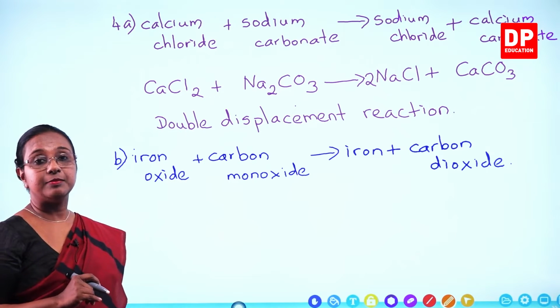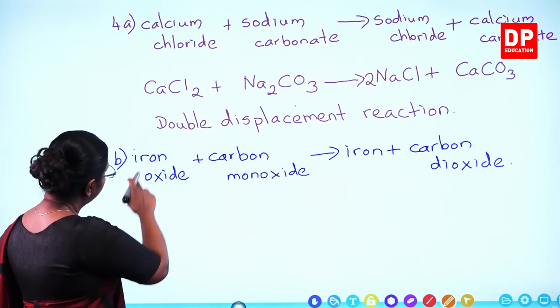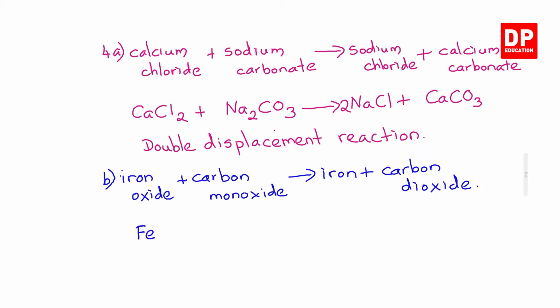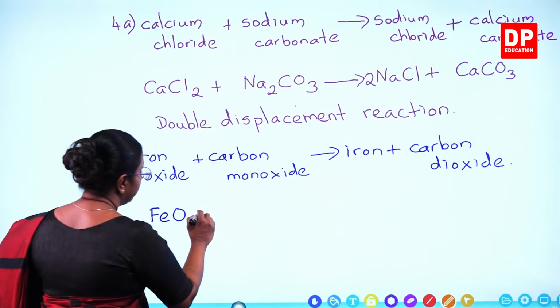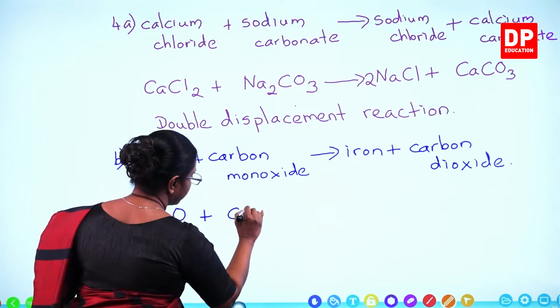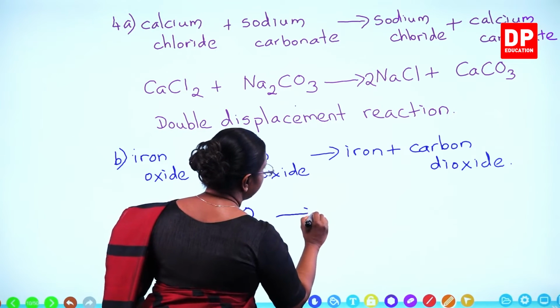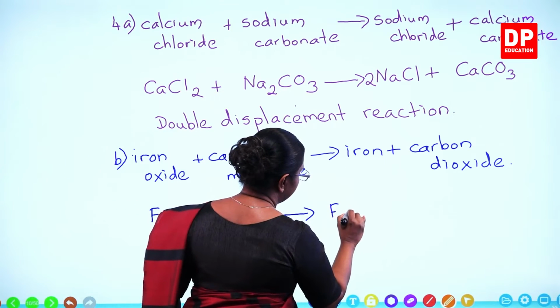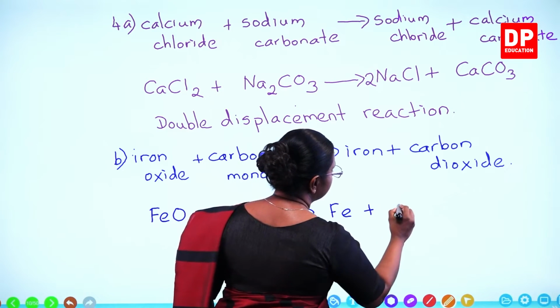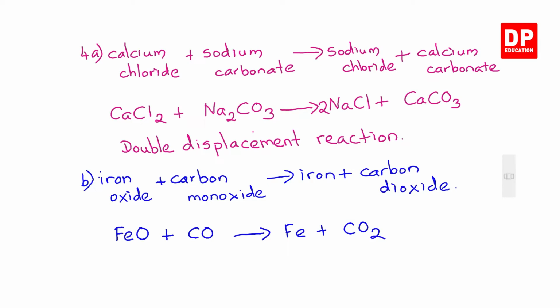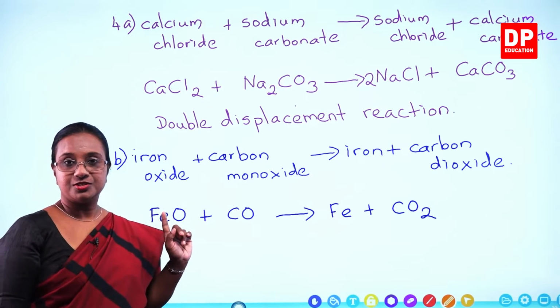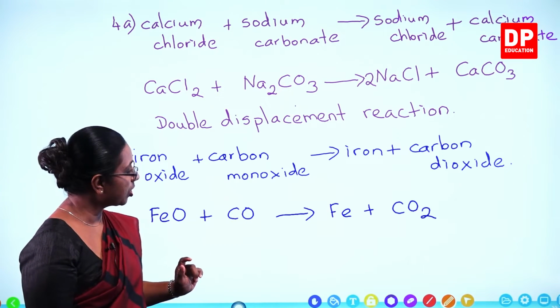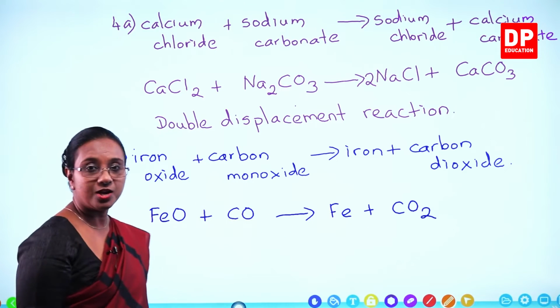Now if we write the chemical formulae, iron oxide, FeO. We take the valency of iron as 2, FeO, plus carbon monoxide, CO, giving rise to iron, Fe, plus carbon dioxide, CO2. What do you think is happening here? So look at the reaction, students. FeO plus carbon monoxide, Fe plus carbon dioxide.